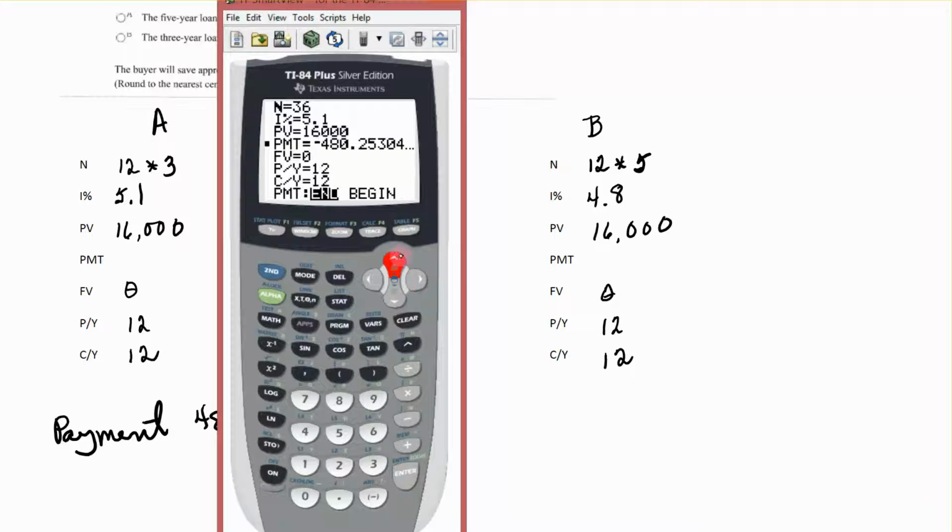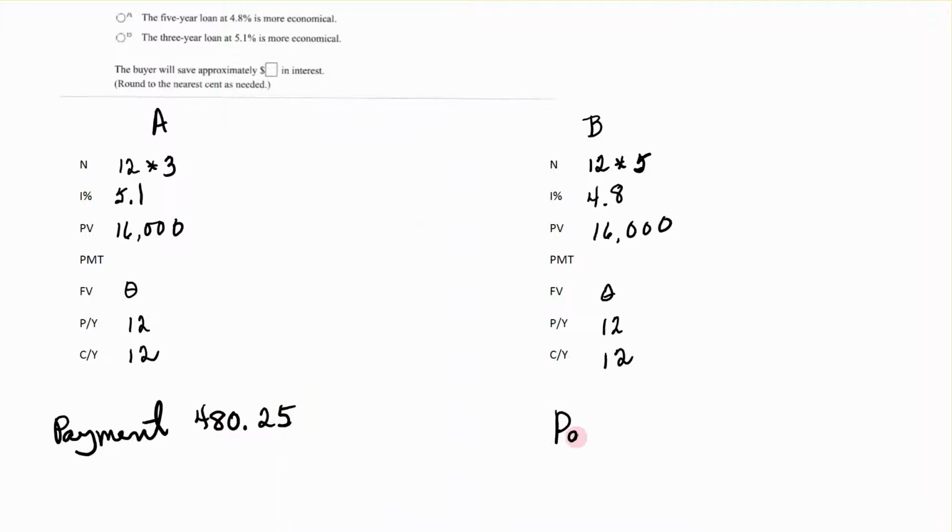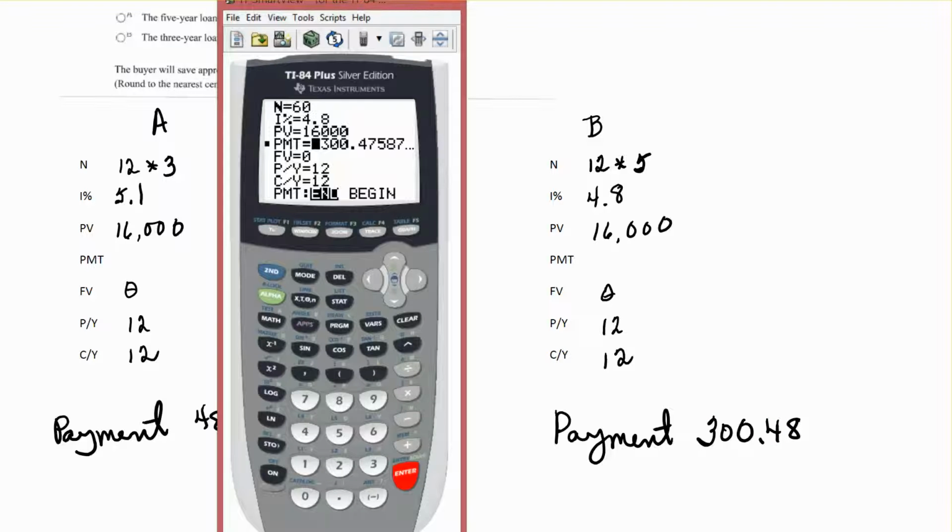Okay, let's change the conditions. Now the number of payments is 12 times 5, which is 60. You could put 12 times 5 in there. The interest rate changes to 4.8, everything else staying the same. Let's go to payment, alpha, enter, and the payment is $300.48. Put that back up if you want to see it again. The 5 causes the 7 to round up. Okay?